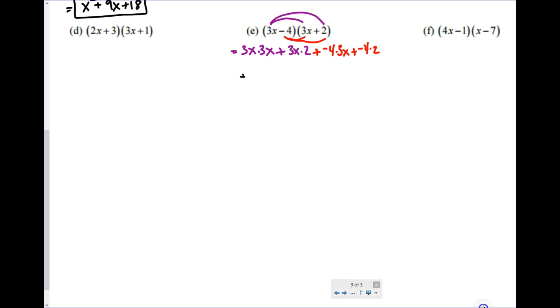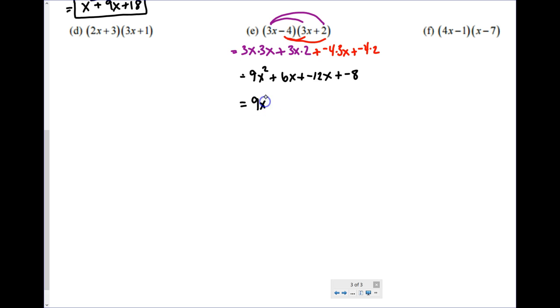Now we simplify, and here's where we have to be very, very careful and pay very close attention to our work. 3x times 3x, well, first do the 3 times 3 and get 9, and then x times x is x squared. Second term, 3x times 2, we just multiply the 2 times the 3 and get 6x. Keep going, we're going to have plus negative 4 times 3x is a negative 12x, plus negative 4 times 2 is a negative 8.